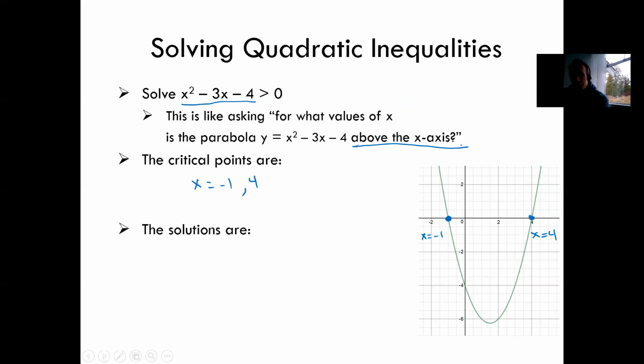Now we can see, with an actual graph here, when is it above the x-axis? Well, this section here is above, and this section here is above. So the corresponding x values would be any value of x that's bigger than 4, so that's all of these, and any value of x that's less than -1, so that's all of these. So the solutions would be x is greater than 4, or x is less than -1.